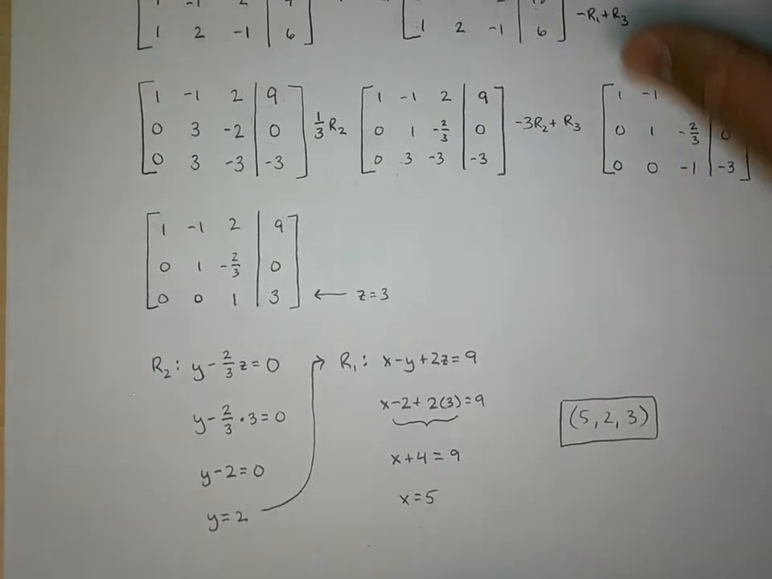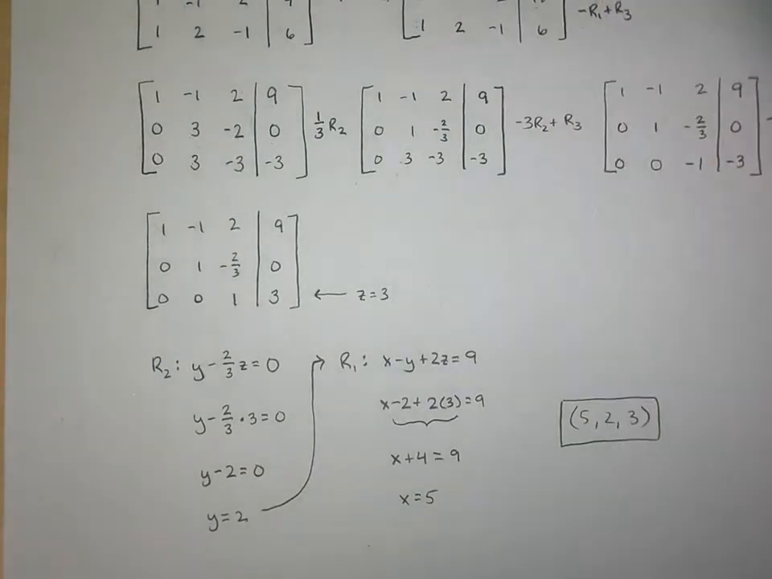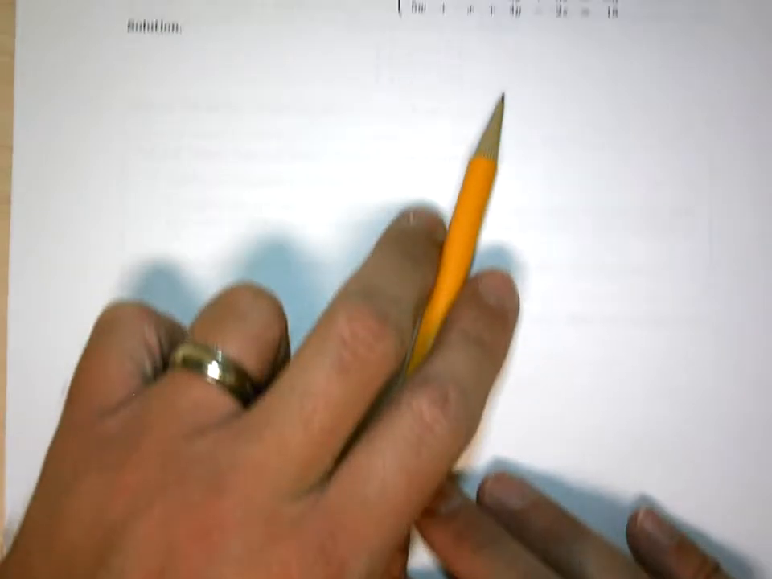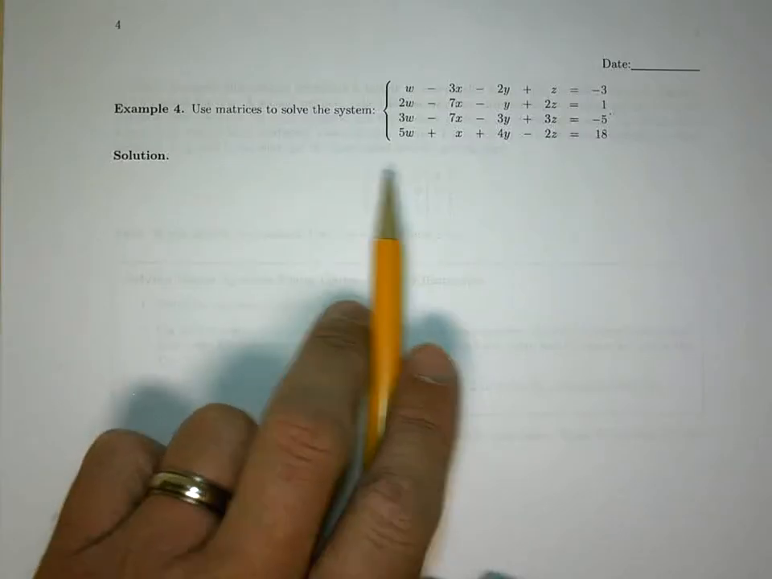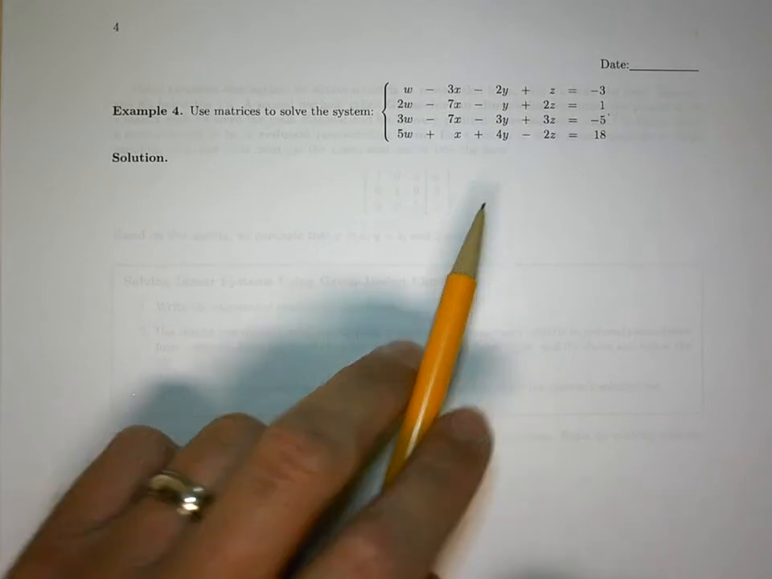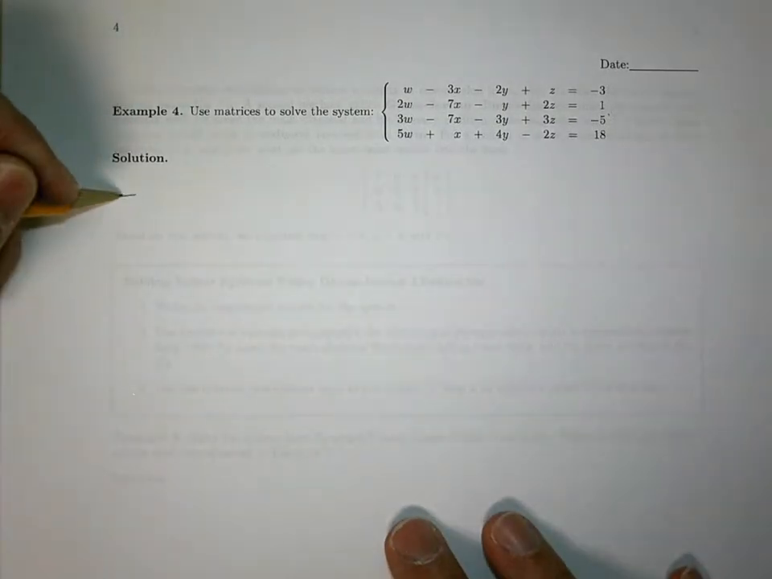Let's see another example of this. In example 4, I have 4 equations in 4 variables, w, x, y, and z. We'll do the exact same stuff to work this out.